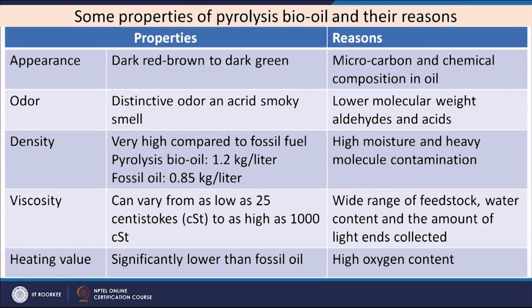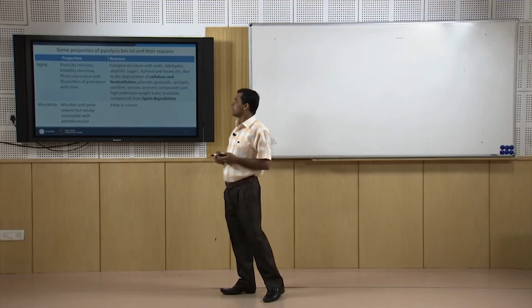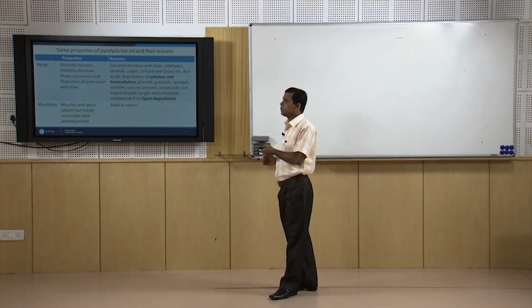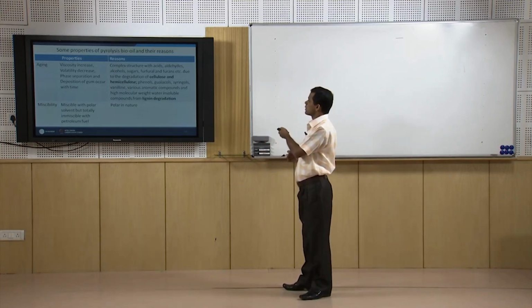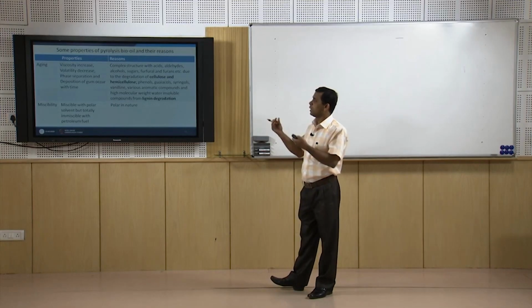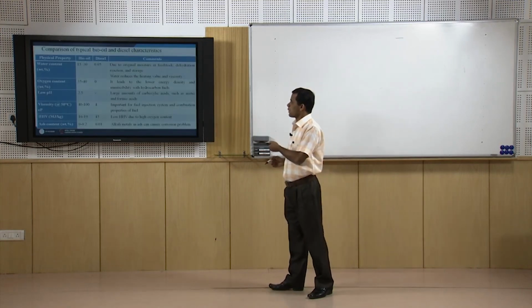Viscosity and heating value are also not similar to the transportation fuels. Another important difficulty with it is aging, meaning with time its viscosity increases, volatility decreases, and phase separation takes place. This is because of the presence of different molecules which are generated through the degradation of cellulose and hemicellulose as well as the lignin, as mentioned here. Different types of acids, aldehydes, alcohols, sugars, phenols etc. are responsible for this phase separation and other degradations in the quality.